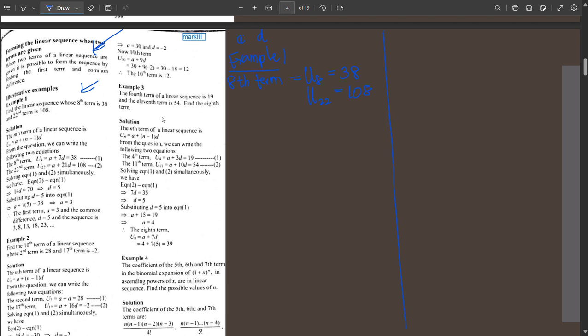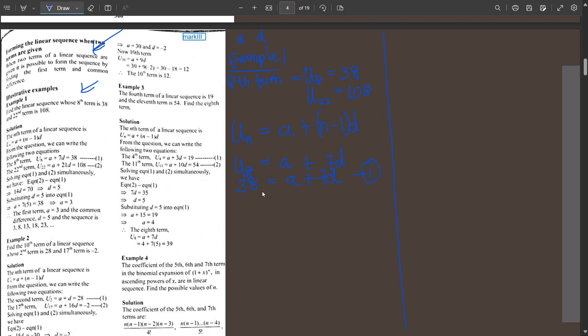So how do I solve this? I have to use the formula we learned yesterday. The formula is u of n equals a plus (n minus 1)d. Then we'll substitute each of them into it. So the 8th term will be equal to a plus 7d. We know u of 8 is 38, so we'll put that here. a plus 7d equals 38. This gives us one equation with two variables.